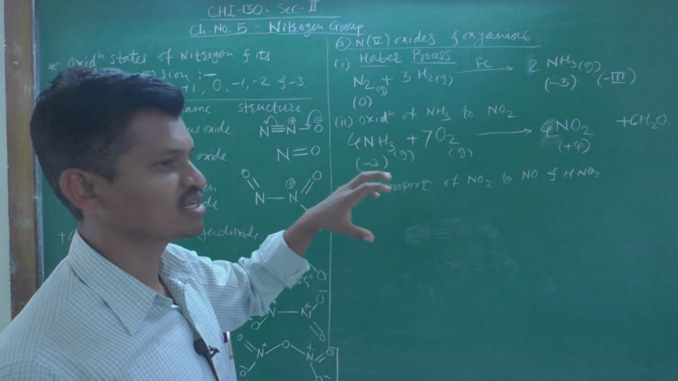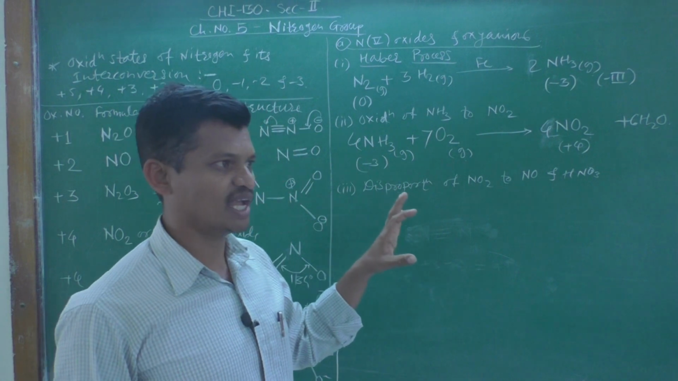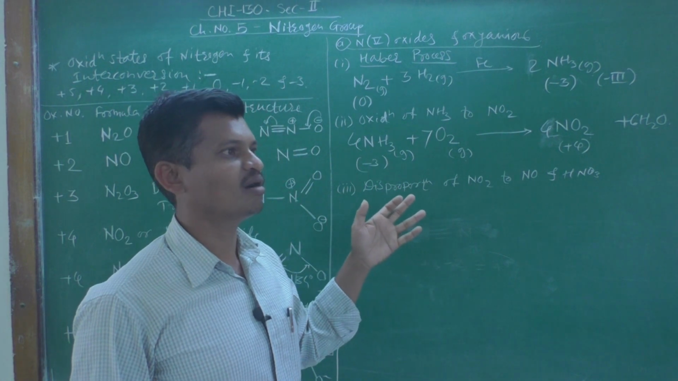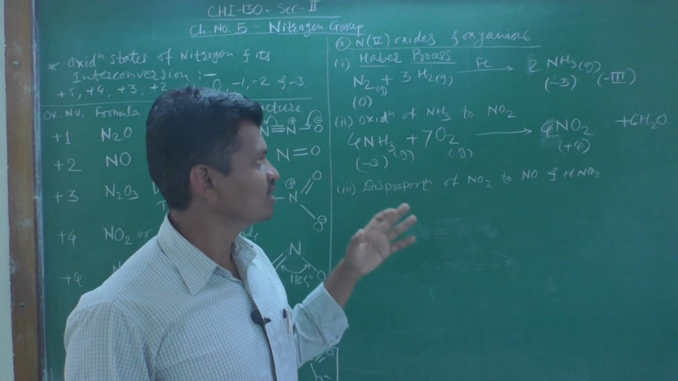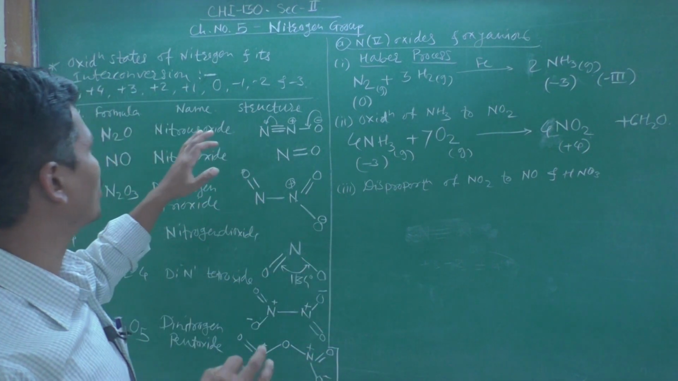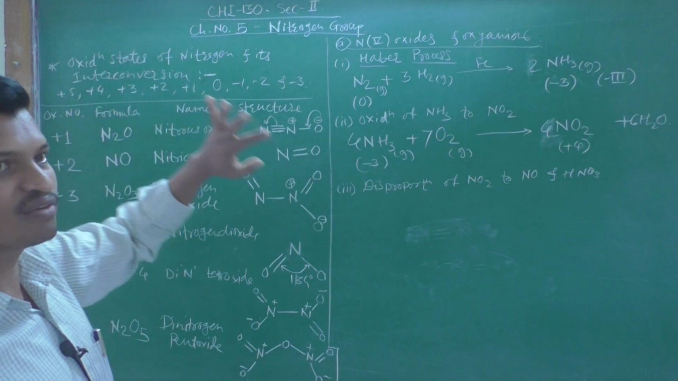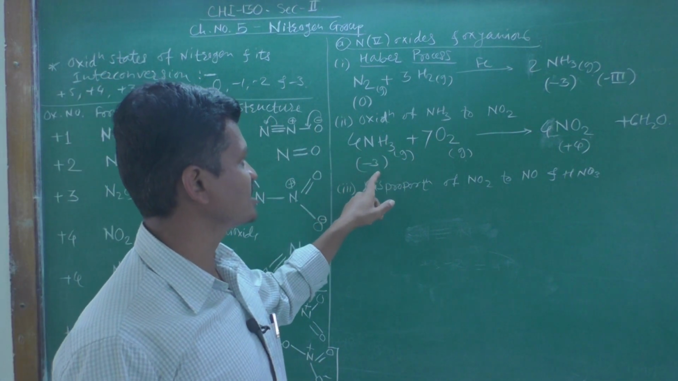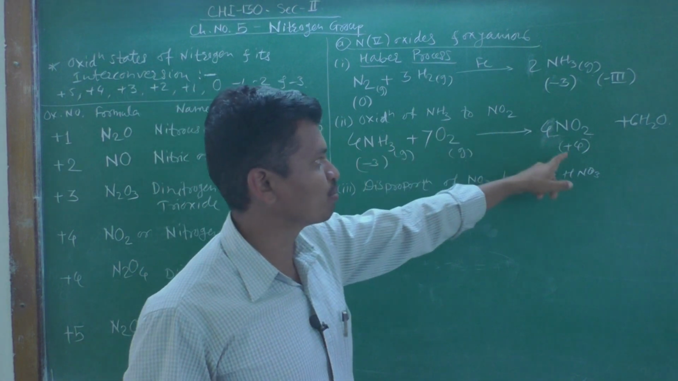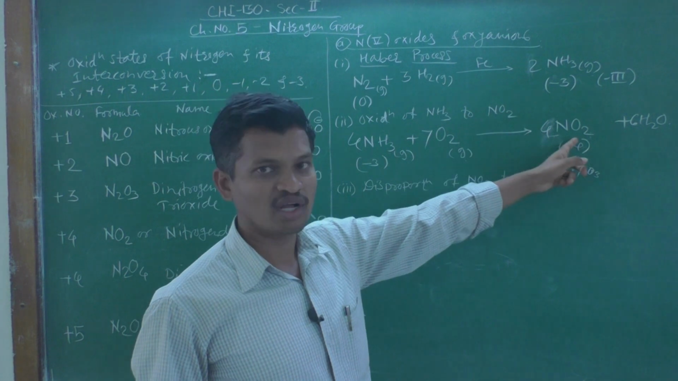So, what do we have to study here? This is a very simple reaction that can be studied in 11th or 12th standard, but what is important here from the PG point of view is that we have to study this reaction in respect of the interconversion of this -3 oxidation state of nitrogen to +4 oxidation state of nitrogen. So, it is ammonia to NO2.